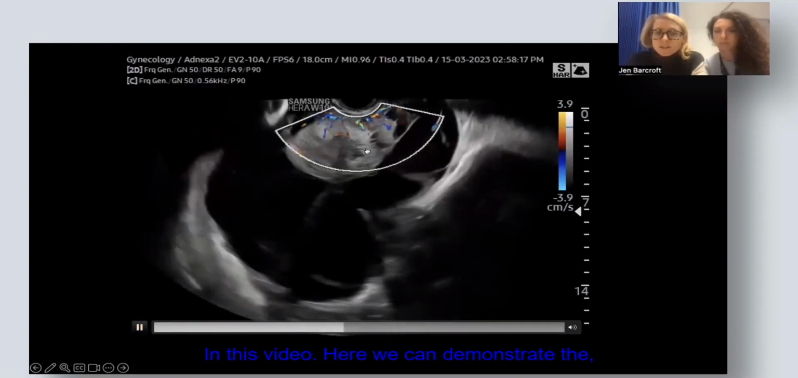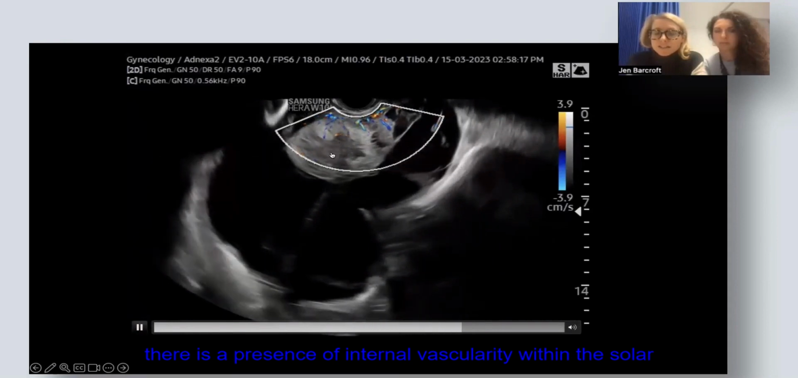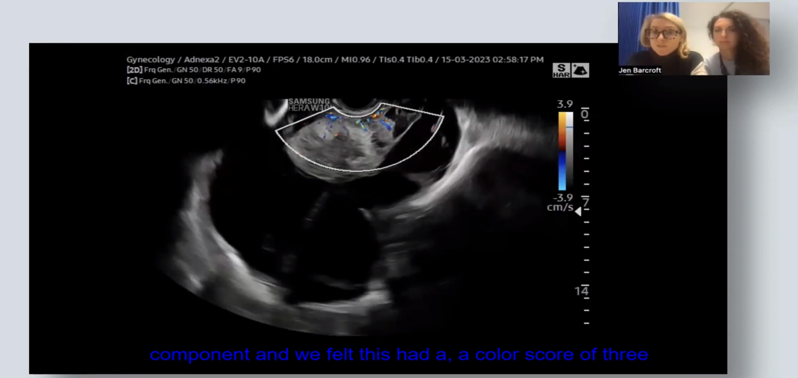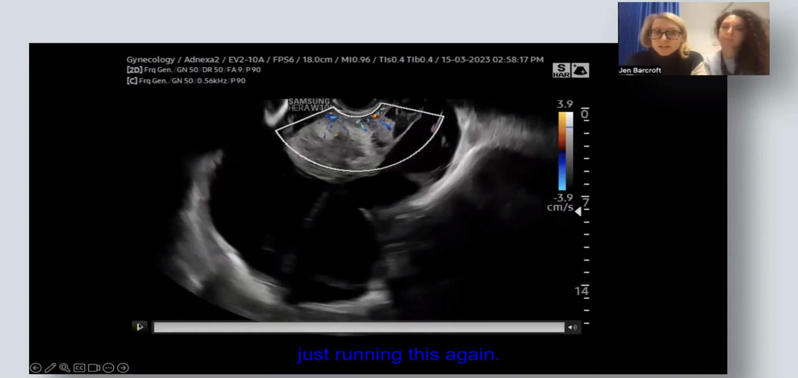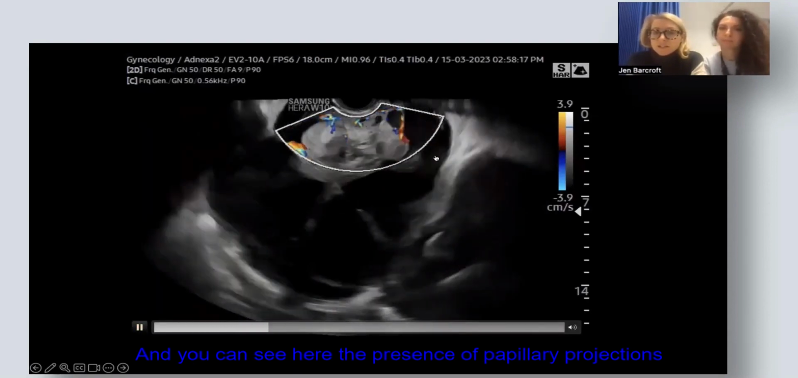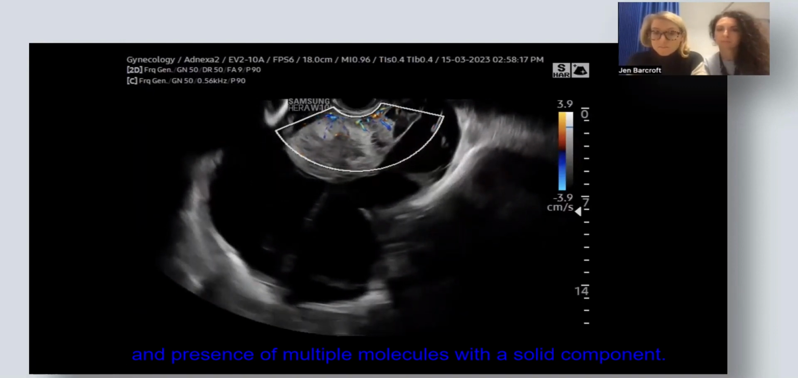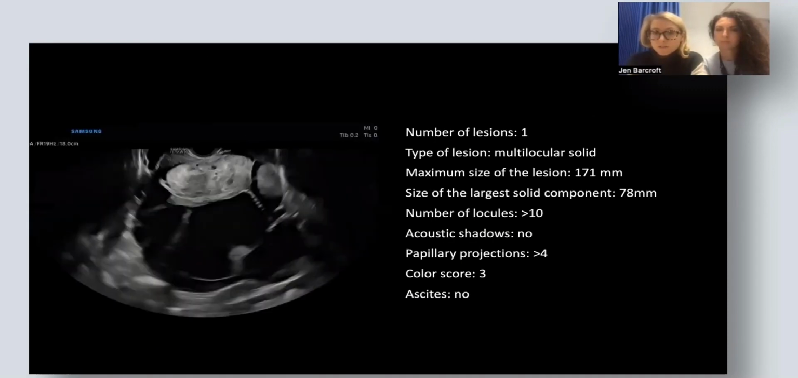Here we can demonstrate there is a presence of internal vascularity within the solid component, and we felt this had a color score of 3. Just running this again. And you can see here the presence of papillary projections and presence of multiple locules with a solid component.